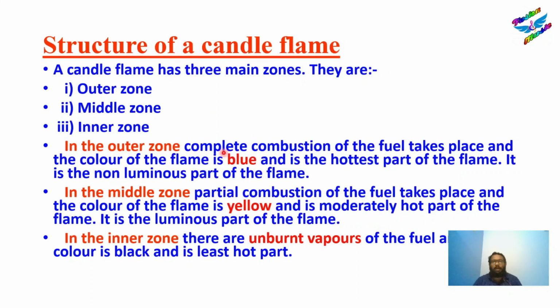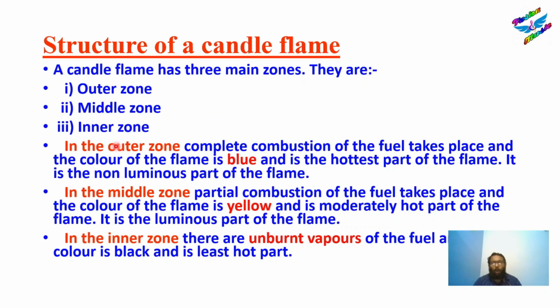The outermost zone is the complete combustion of fuel. That is, once the candle is burned, the wax gets vaporized, and the vapor gets completely combusted in the outermost region of the flame, which is bluish in color. The middle part is the partial combustion of fuel. That is, once the wax is vaporized, it is partially combusted. This middle zone is yellow in color, and the inner zone is the unburned vapor.